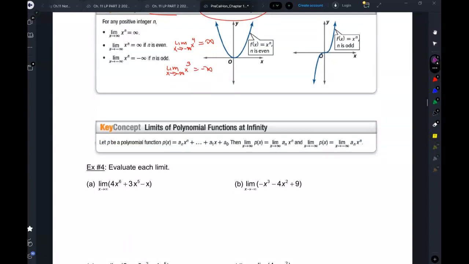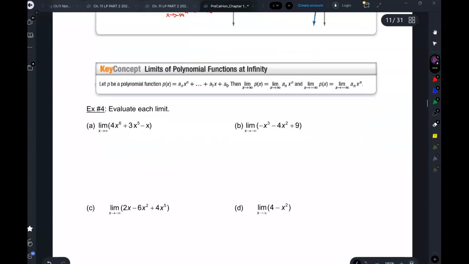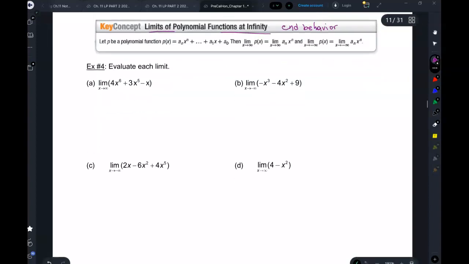You did this in Algebra 2, and in the first semester when we did end behavior. You guys remember that? When you do end behavior, that's the same as evaluating a limit at infinity. End behavior is the rudimentary term for a limit at infinity. When we did end behavior, what did we do?